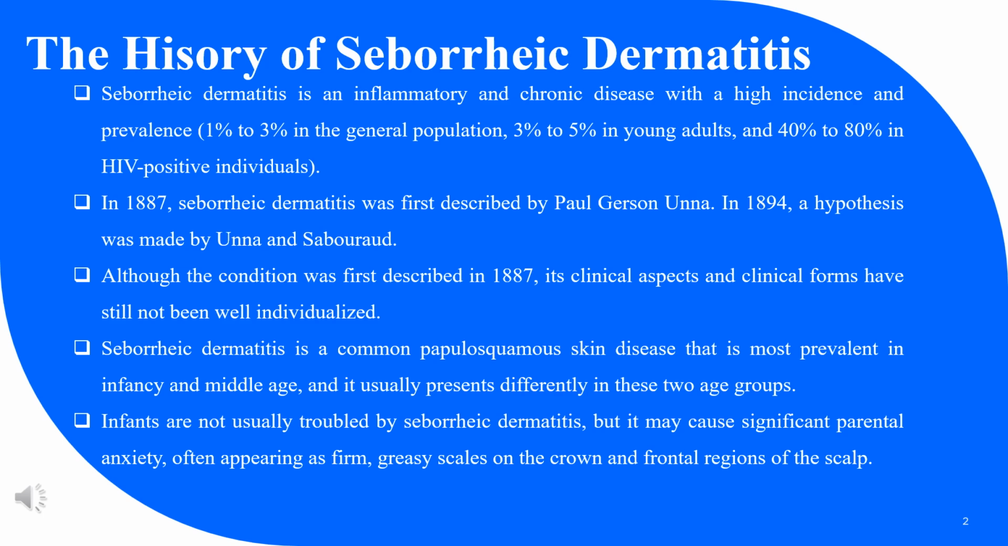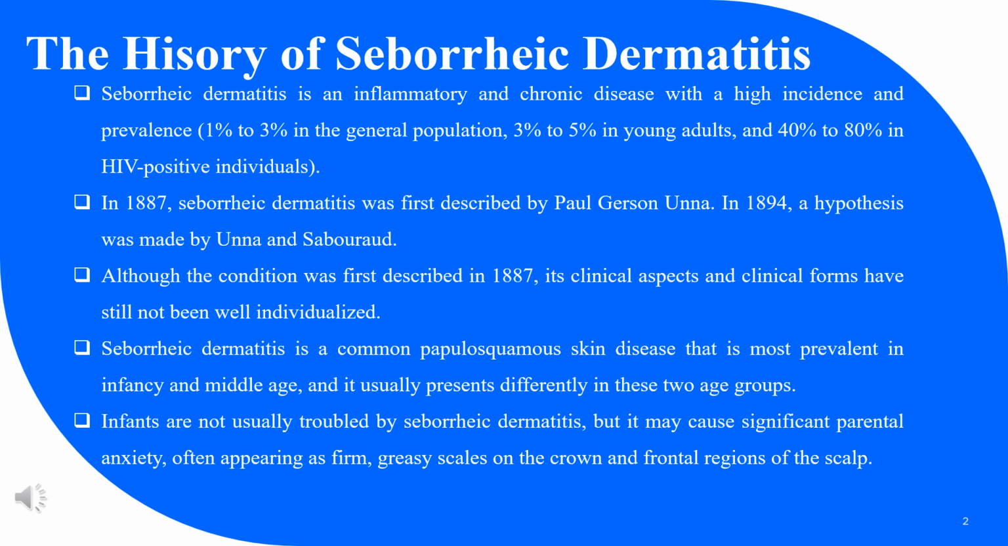Although the condition was first described in 1887, its clinical aspects and clinical forms have still not been well individualized. The disease, despite having clinical features like dermatitis, does not have the same histopathologic features or the same progressive clinical behavior. Seborrheic dermatitis is a common papulosquamous skin disease that is most prevalent in infancy and middle age, and it usually presents differently in these two age groups.